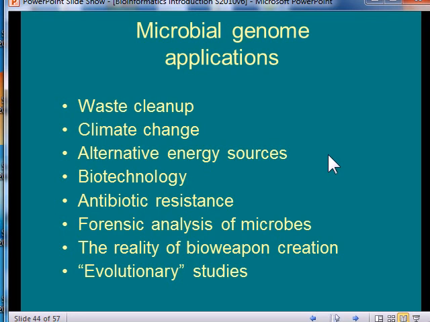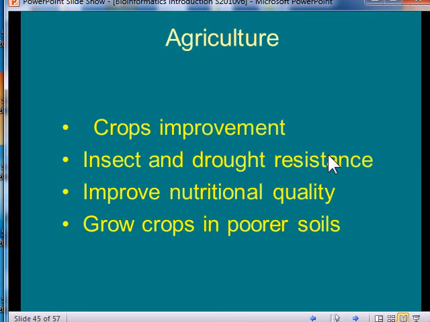Evolutionary studies, the studies of how animals and organisms are related via evolution or the design. Agriculture: can we improve crops? Can we make them insect and drought resistant? Can we improve nutritional quality? Can we grow crops in poorer soils? In other words, have a crop that just takes to the desert and grows. These are areas of genetic research that bioinformatics can help the scientists with.